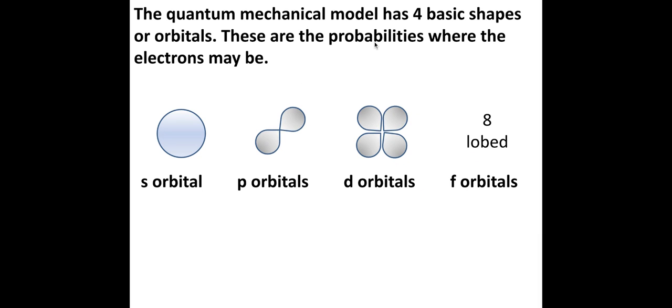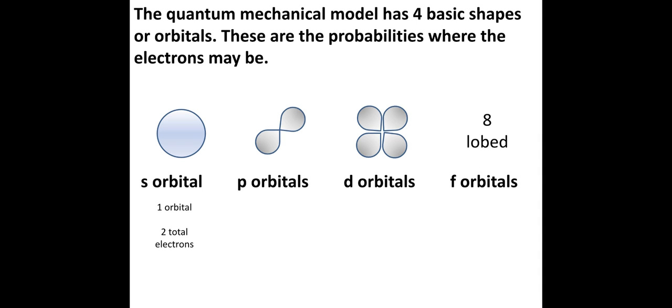So the quantum mechanical model has four basic shapes or orbitals. These are probabilities where the electrons may be. The S, that's the shape of the S. We've seen that when we were doing the history of the atom. The P is bilobed, it has two lobes right there. Then the D, as you can see, has four lobes in one orbital. And then the F, we're not going to draw that. It's more complicated. It has eight lobes.